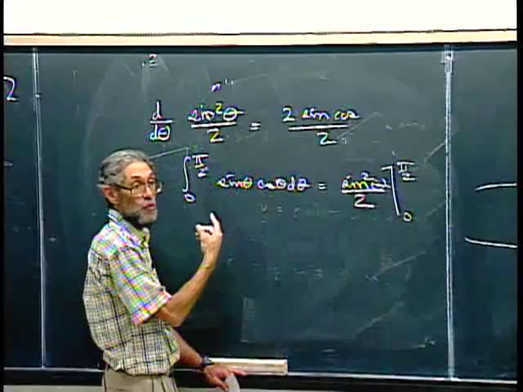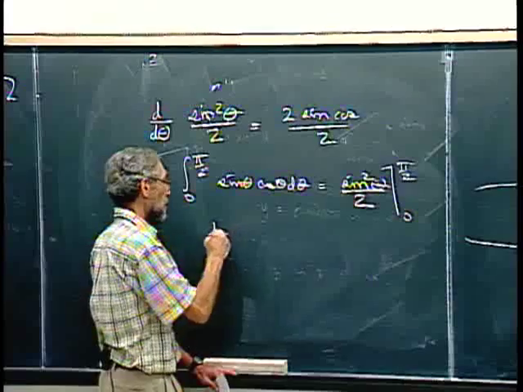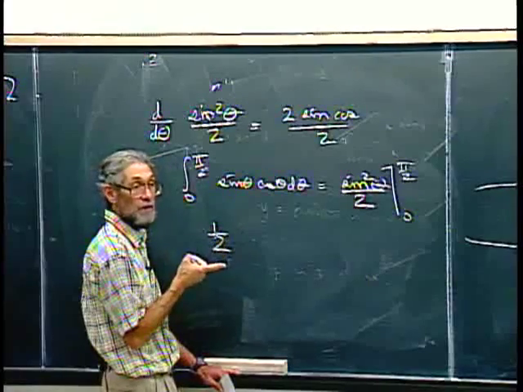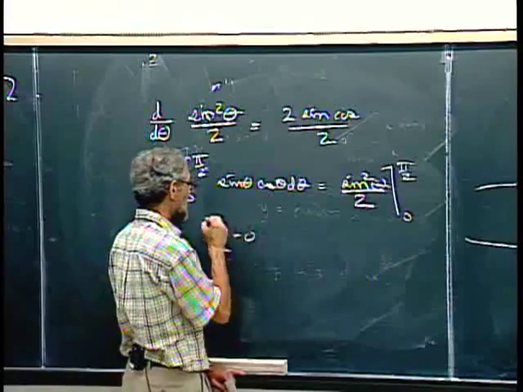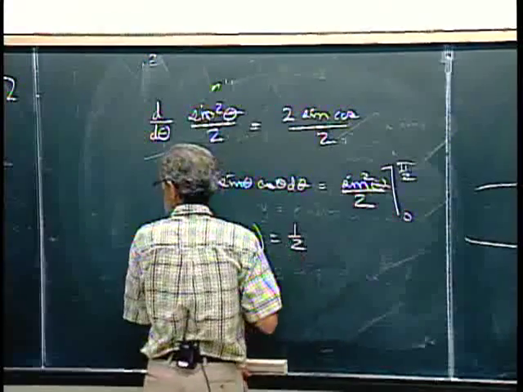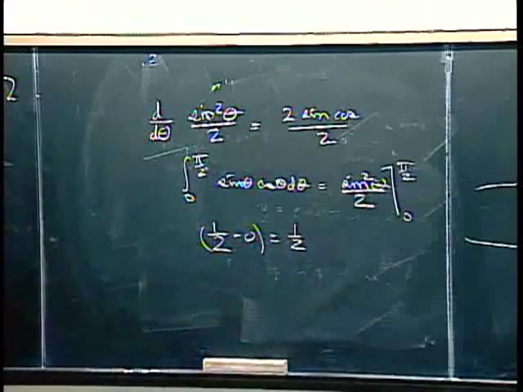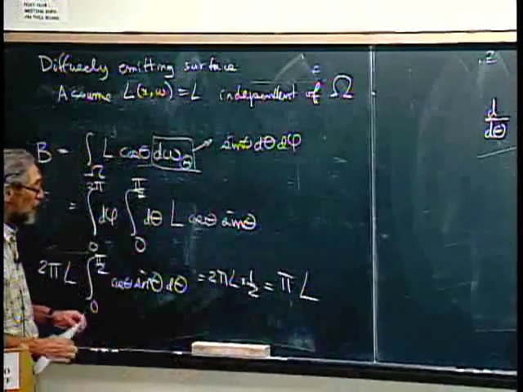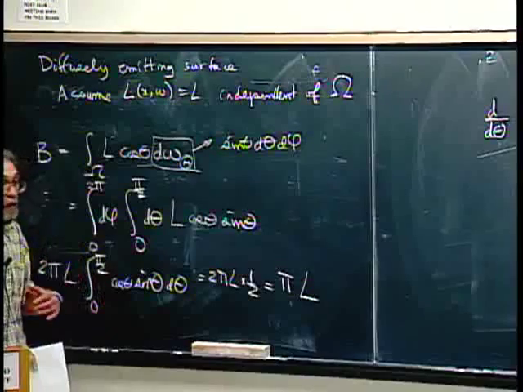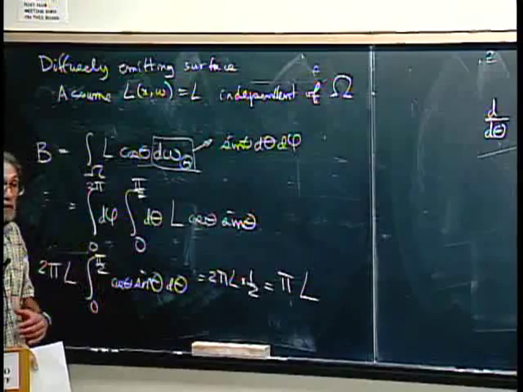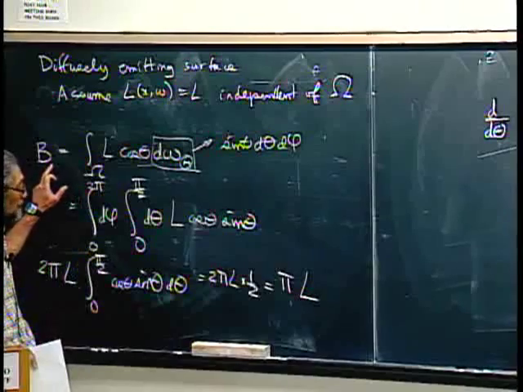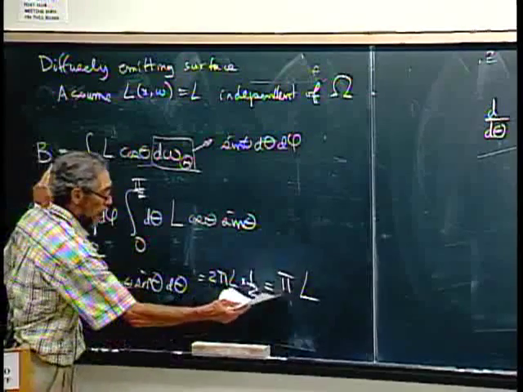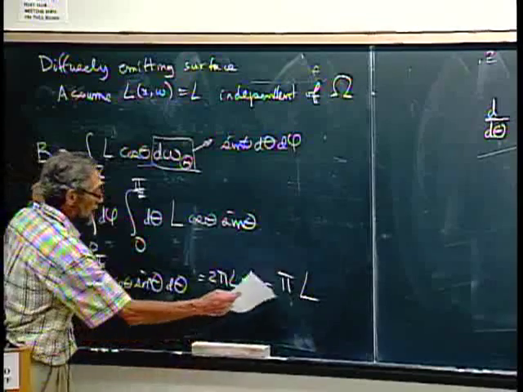So what's sine of pi halves? Sine of 90 degrees is 1. And so the upper limit is a half, and sine of 0 is 0. A half minus 0 is a half. So that means this integral is a half. So I have 2 pi L times a half, which is pi L. So what that says is if the light is exiting equally in all directions, then the actual complete radiosity is pi times the radiance.